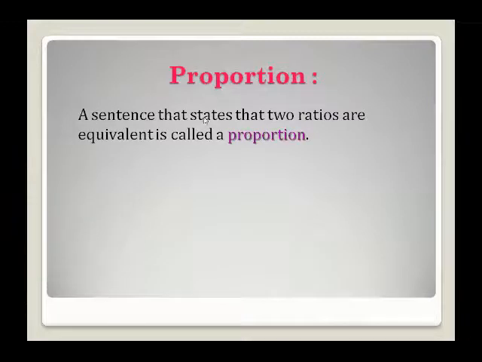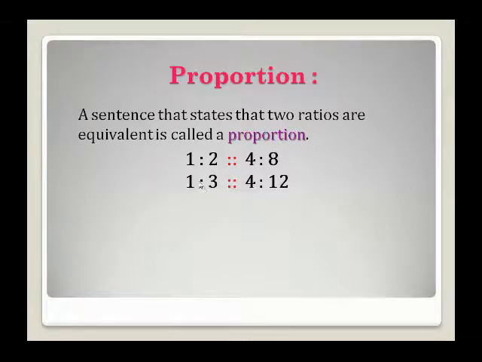Okay, a sentence that states that two ratios are equivalent is called a proportion. Here we have a proportion, 1 ratio 2 proportion to 4 ratio 8. As you see, students, 1 ratio 2 is equivalent to 4 ratio 8. So this is called a proportion.